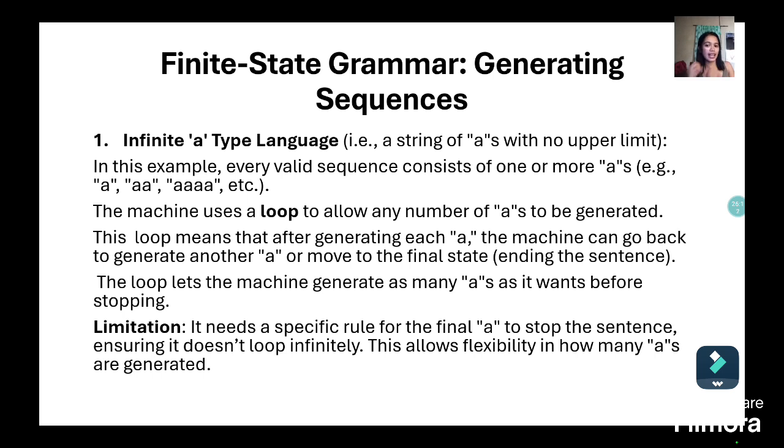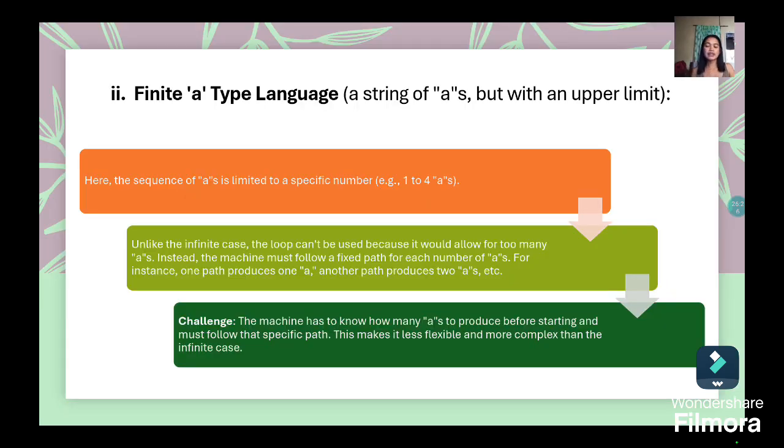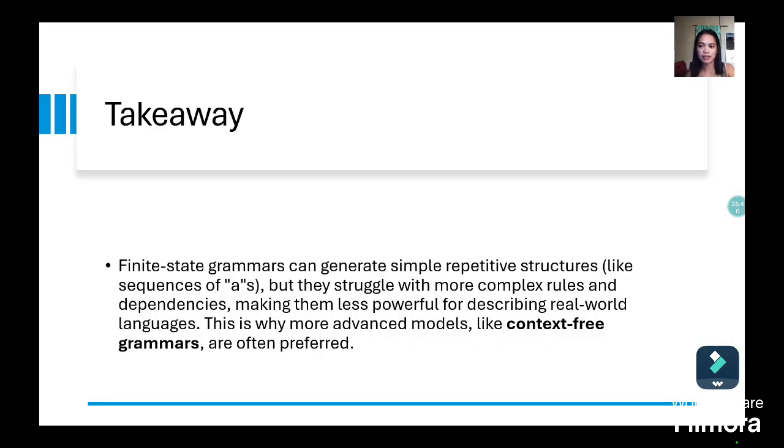So in the infinite A, it needs a specific rule for the final A to stop the sentence, ensuring it doesn't loop infinitely. This allows flexibility in how many A's are generated. While in the finite A type language, the machine has to know how many A's to produce before starting and must follow the specific path. Sorry.